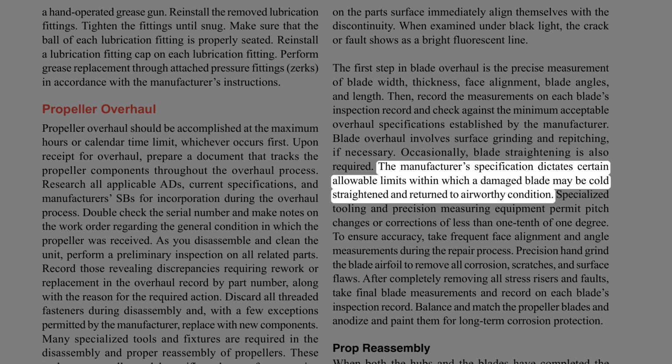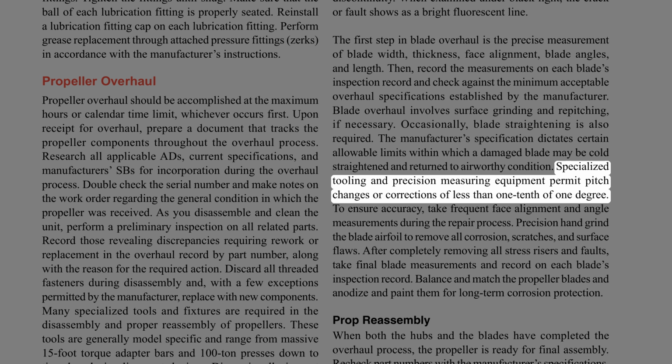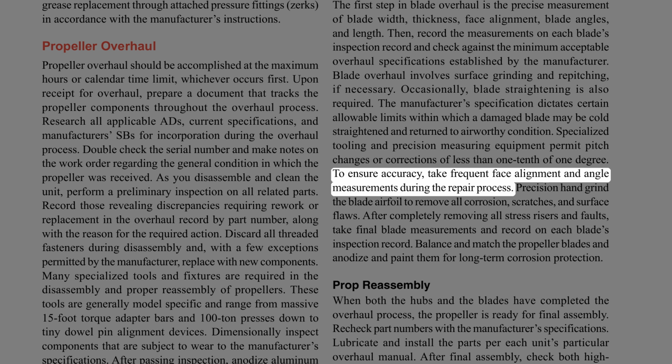The manufacturer's specification dictates certain allowable limits within which a damaged blade may be cold straightened and returned to airworthy condition. Specialized tooling and precision measuring equipment permit pitch changes or corrections of less than 1/10 of 1 degree. To ensure accuracy, take frequent face alignment and angle measurements during the repair process.